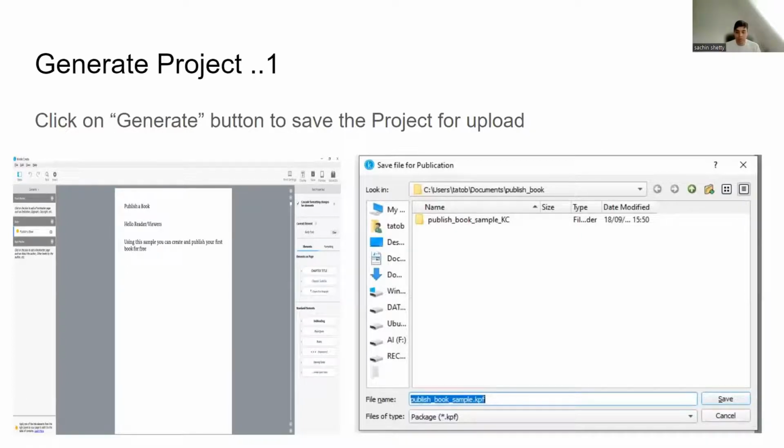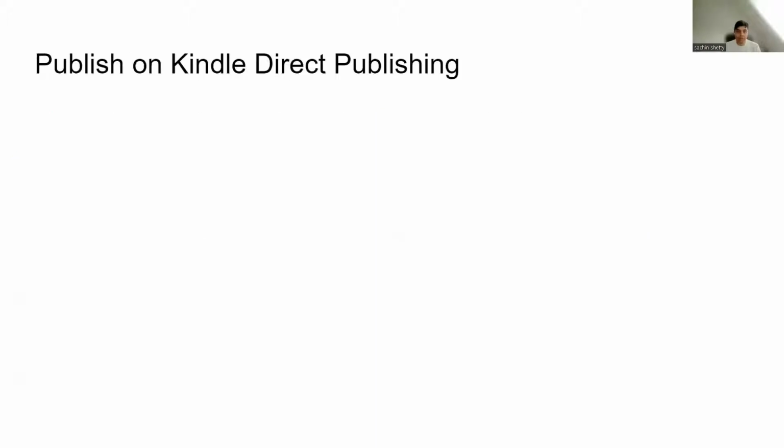So you click on this, and then you give a different name. I have given publish book. Here you can see the format has now changed from the books format to the package format. The package format is required for you to upload it to Kindle Direct Publishing. So you give a name, and then you save it. And now I will go through a live view of how to do this publishing on Kindle Direct.